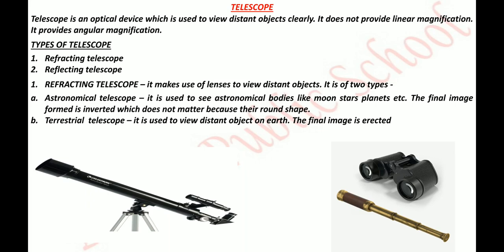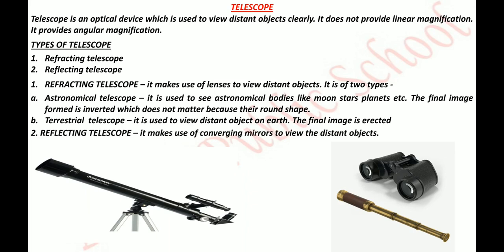Now for the terrestrial telescope, this telescope is used to view distant objects on Earth only. In this, the final image is erect, meaning it is not inverted. Now let us move ahead. Reflecting telescope. What is a reflecting telescope? It makes use of converging mirrors, concave mirrors, to view distant objects.